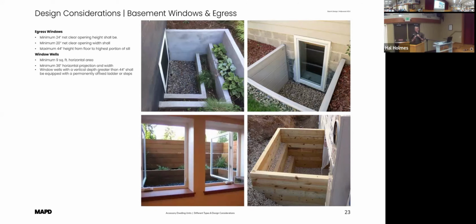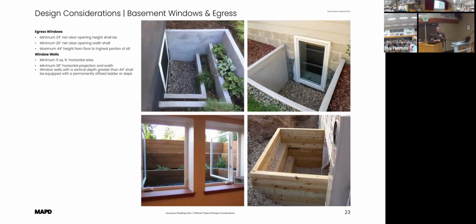which means that if your basement is sufficiently low into the ground, you're going to need what's called a window well. It's kind of exactly what it sounds like, a hole in your yard that's set back so that your window can go down and be low enough to the floor that you can climb out. That window well needs a minimum 9 square feet horizontal area, needs to be 36 inches a horizontal projection minimum, as well as width.